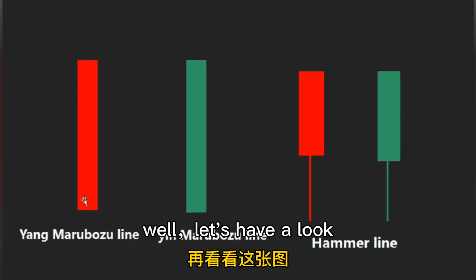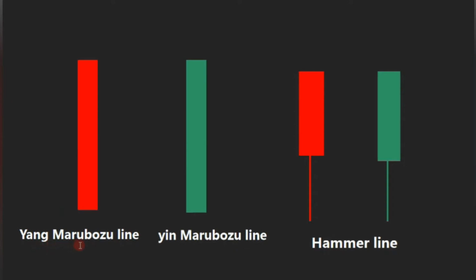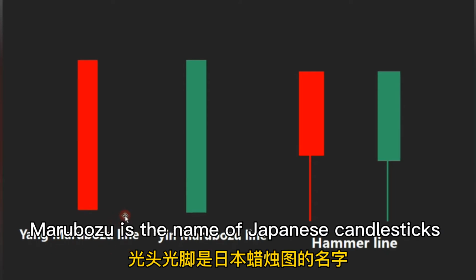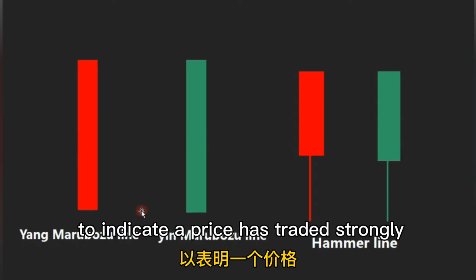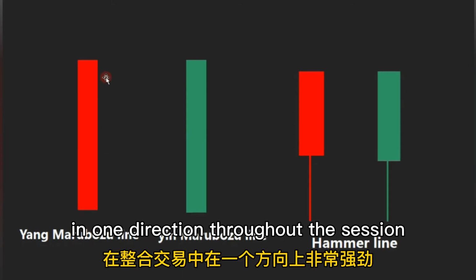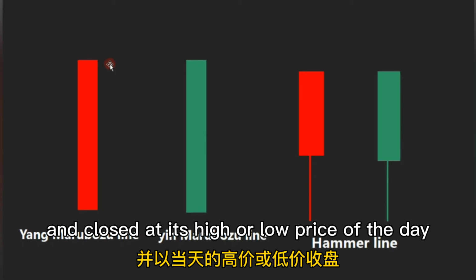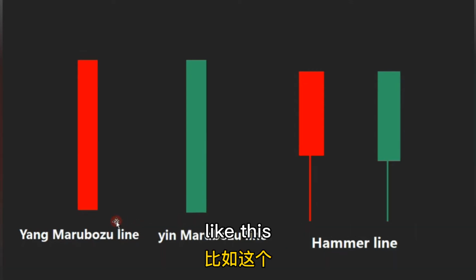Well, let's have a look. This is a Yang Marubozu line. Marubozu line is the name of a Japanese candlestick formation used in technical analysis to indicate that a price has traded strongly in one direction throughout the session and closed at its high or low price of the day, like this.